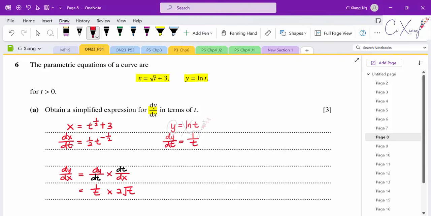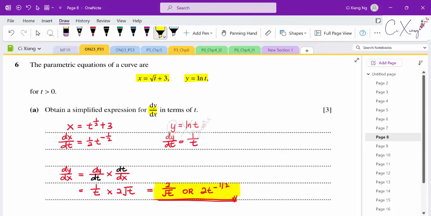Then of course you can simplify. So 2 surd t over t, you will have 2 over surd t. So this is my dy/dx. If you don't want to write in this form, where you have the surd in the denominator, then you can just write it in power form: power negative half. All right, so this is what we have for part A.